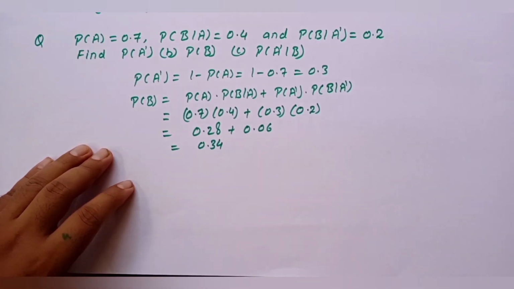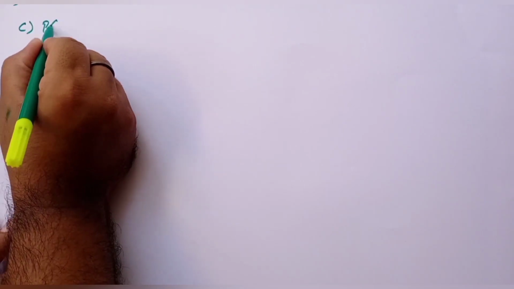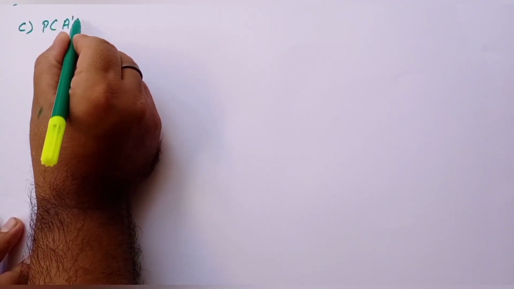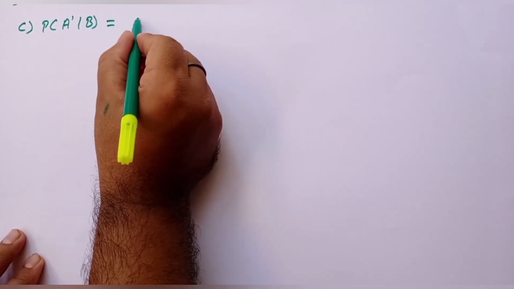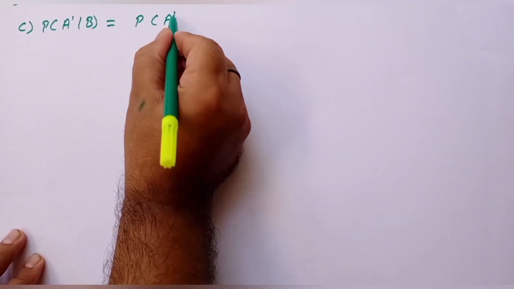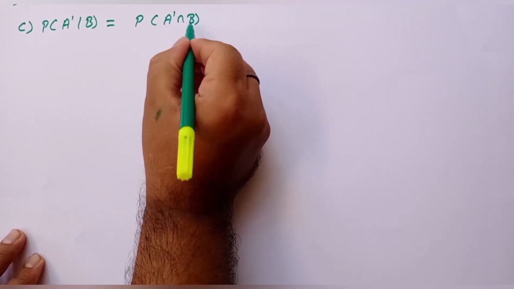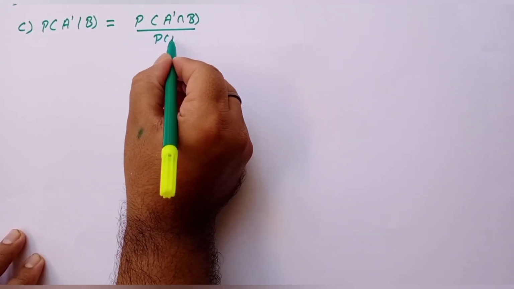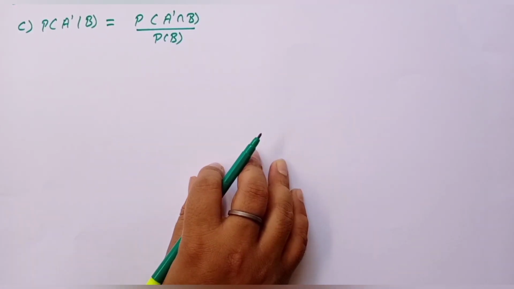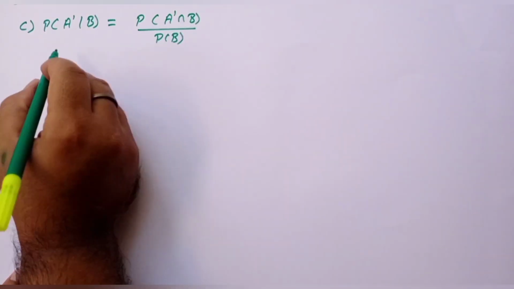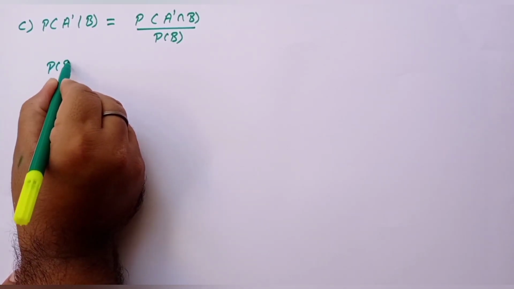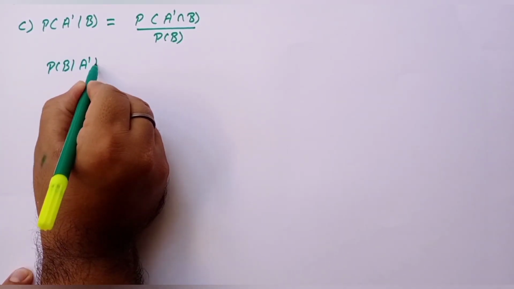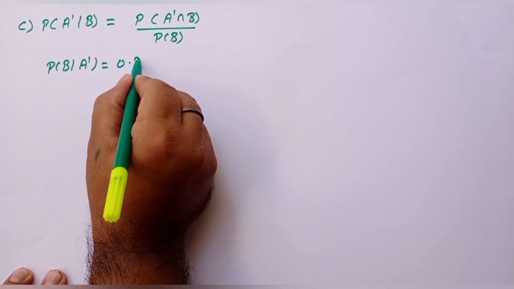So probability of B is 0.34. The problem is finding probability of A complement given B. So that is probability of A complement intersection B divided by probability of B. So first we need to find the probability of A complement and B. In the question it is given that probability of B under A complement is 0.2.